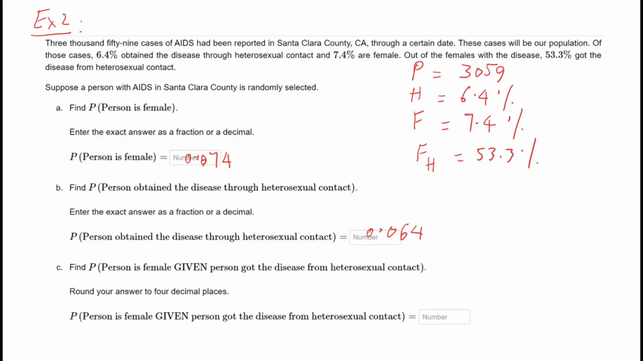In part C, we find the probability that the person selected is a female, given that she got the disease from heterosexual contact. So in this case, she needs to be from the group of FH, which is 0.533 as before.